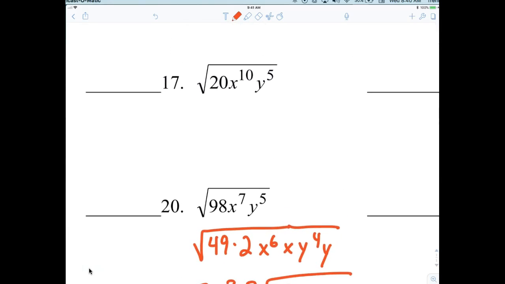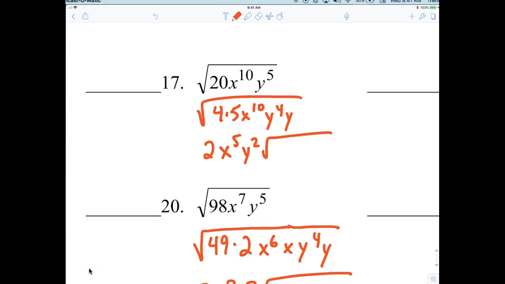Number 17. 4 and 5. 20 breaks down to 4 times 5. X to the 10th, y to the 4th, y. 2x to the 5th, y squared. Yeah, I get it now. I got that one right. Not 2 in a row. All right, we're getting there then.